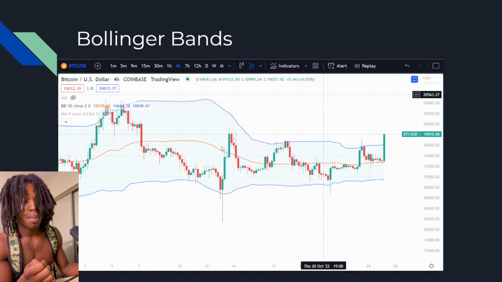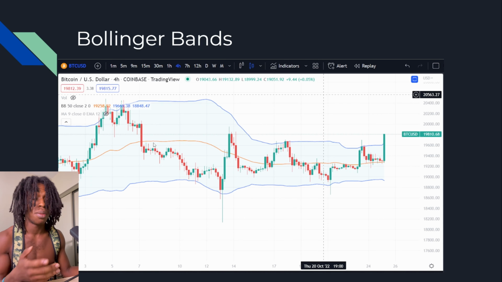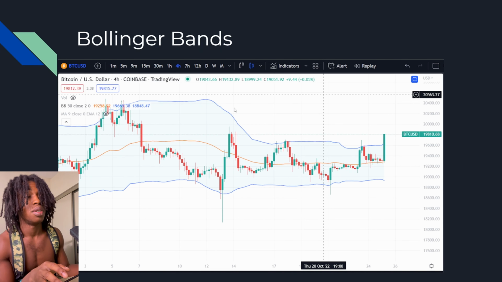And then this line in the middle, this is the moving average. The one I'm using right now is 50. I'm using a 50 moving average for my Bollinger Bands.